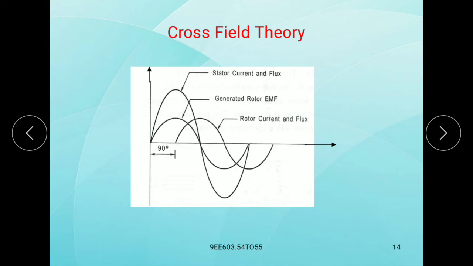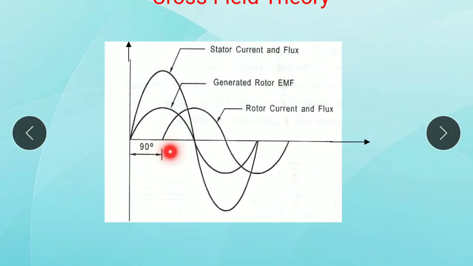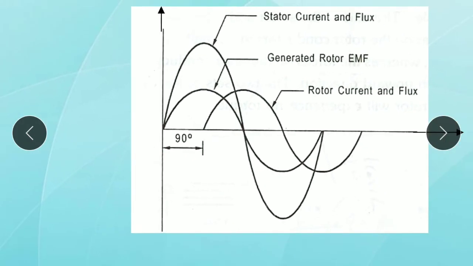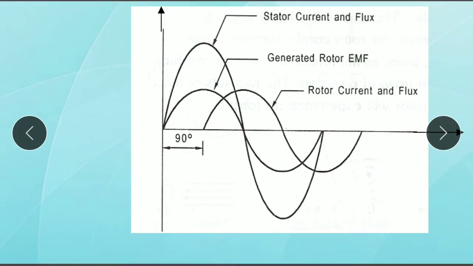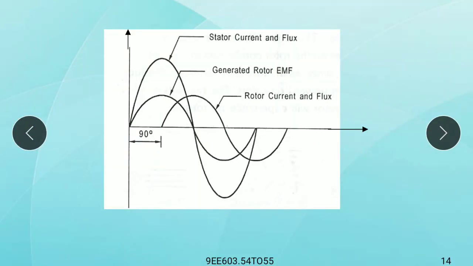That current is called the rotor current. From the rotor current, the flux is produced or established. Here, this is the rotor flux or current. It is lagging by 90 degrees. This is lagging by 90 degrees from 0, so this portion is the rotor current and flux.